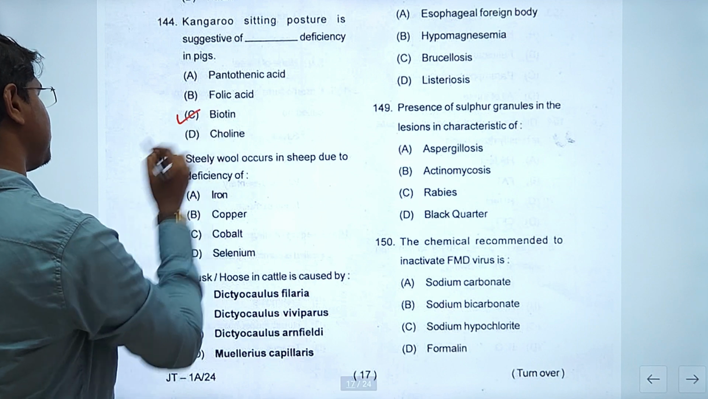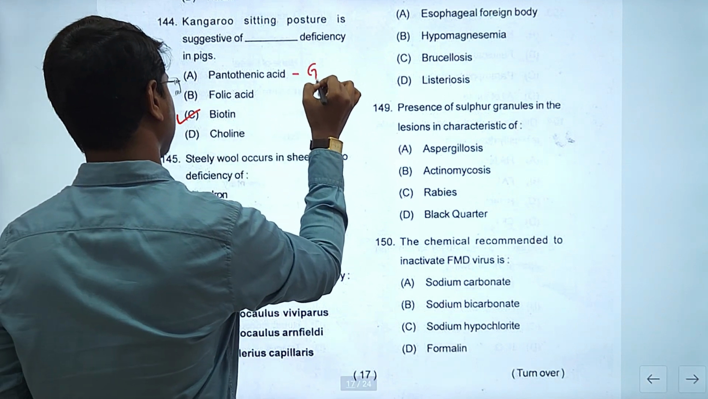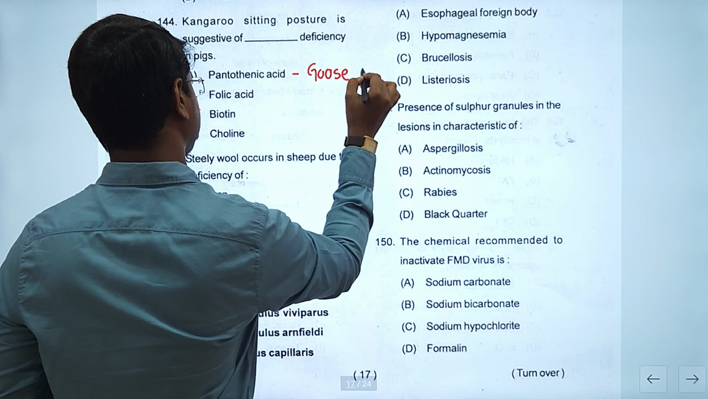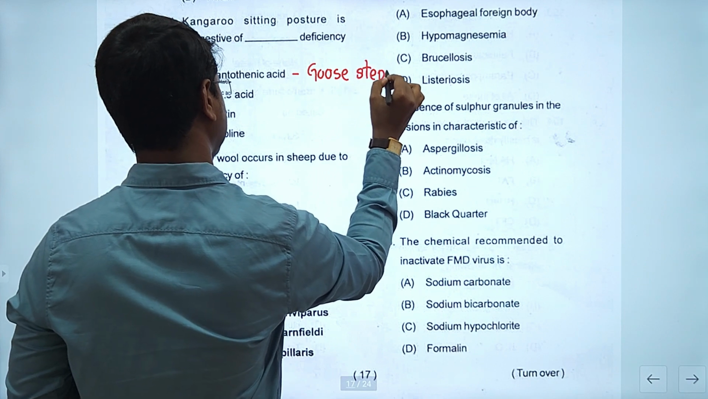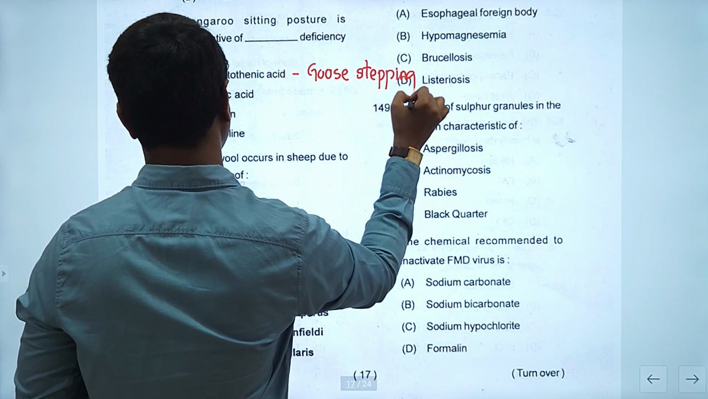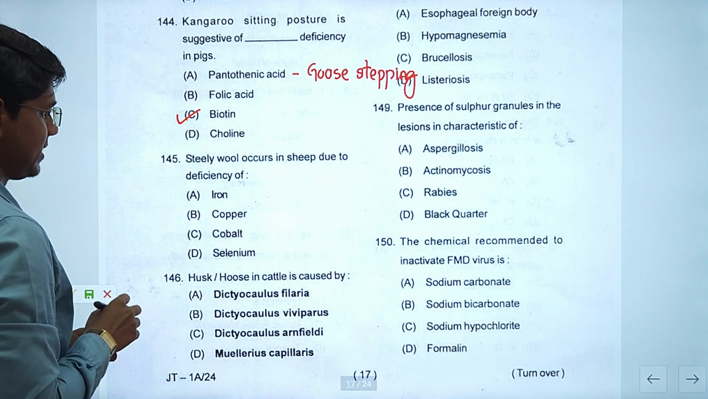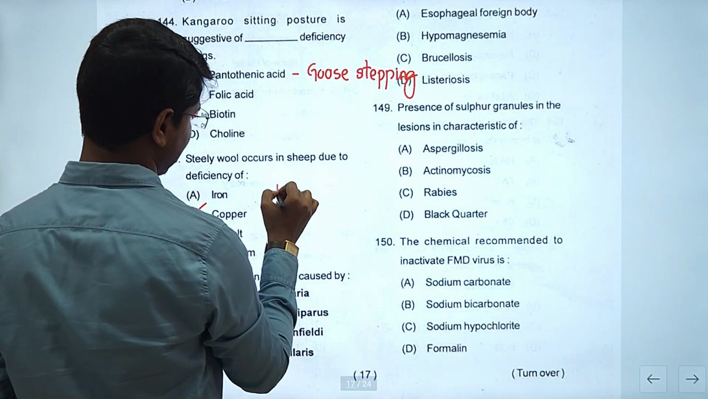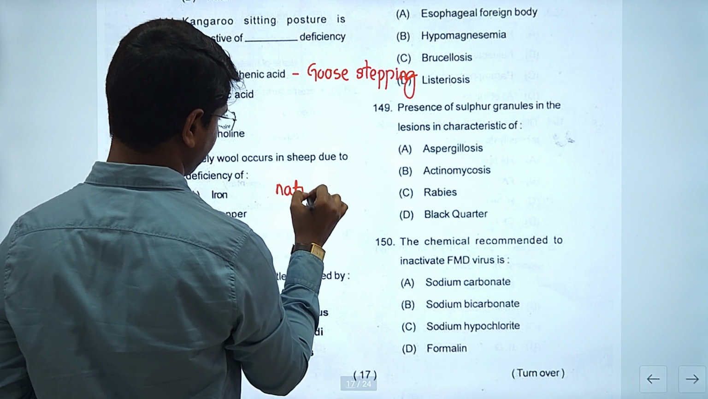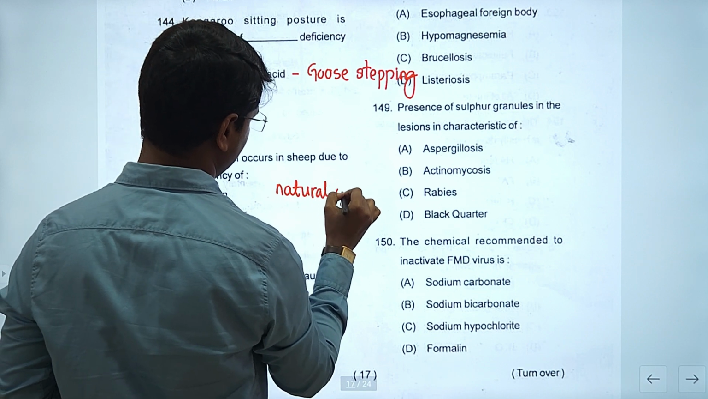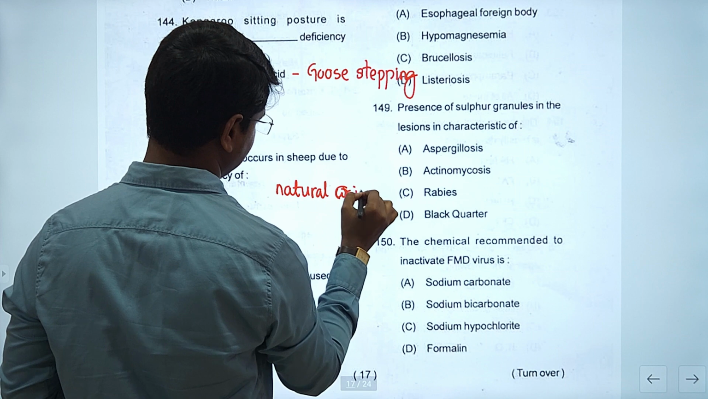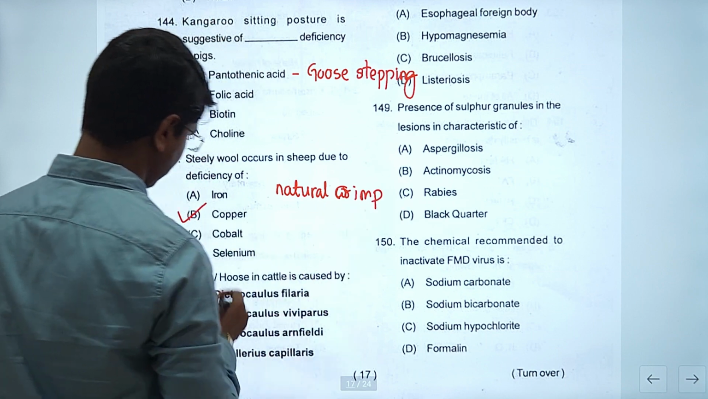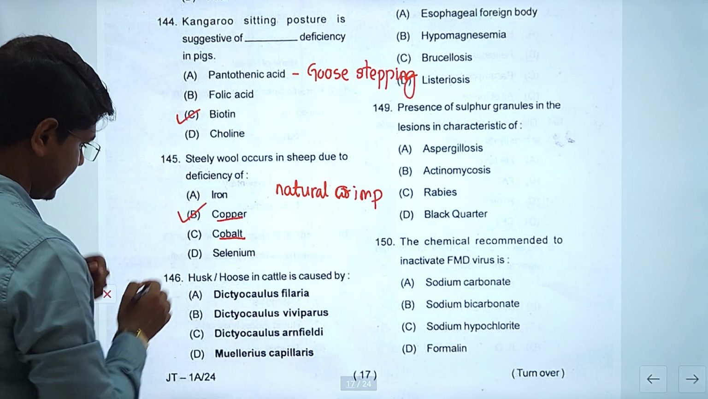Deficiency of pantothenic acid causes goose stepping. Steely wool occurs in sheep due to deficiency of copper. Here the natural crimp, or the waviness, is lost. Natural waviness, scientifically known as crimp, is lost due to copper deficiency.